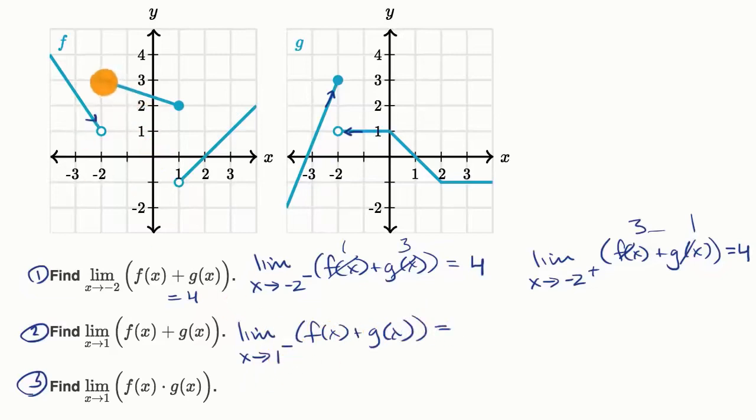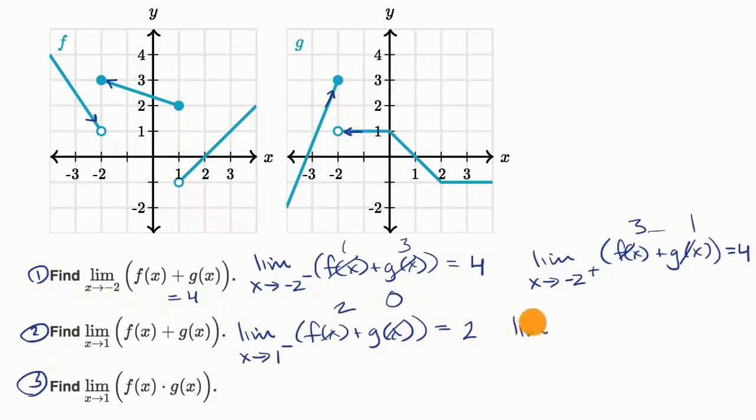As we approach 1 from the left, f of x looks like it is approaching 2. I'm just doing this for shorthand. And g of x, as we approach 1 from the left, looks like it is approaching 0. So this will be approaching 2 plus 0, which is 2.